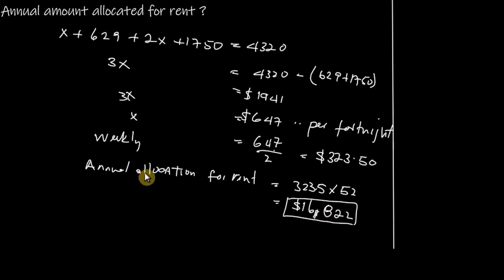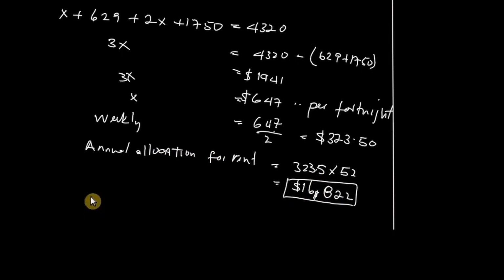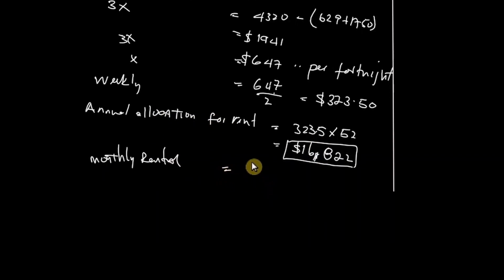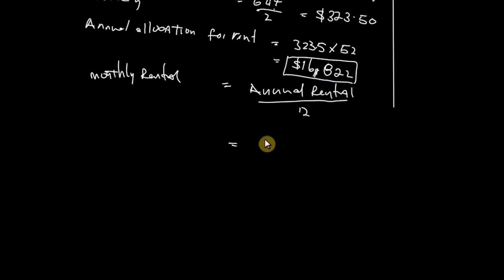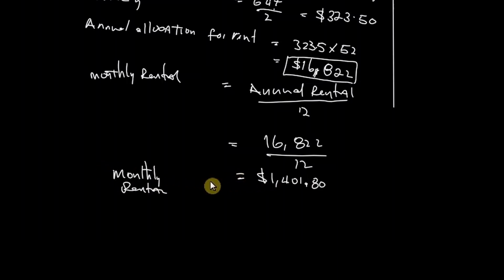So if we know Irma's annual allocation for rent, then her monthly rental would simply be annual rental over 12. This would give 16,822 divided by 12, and that is equal to $1,401.80. So this would be her monthly rental.